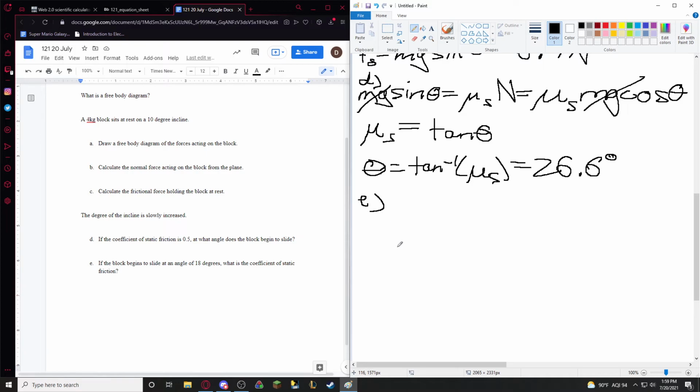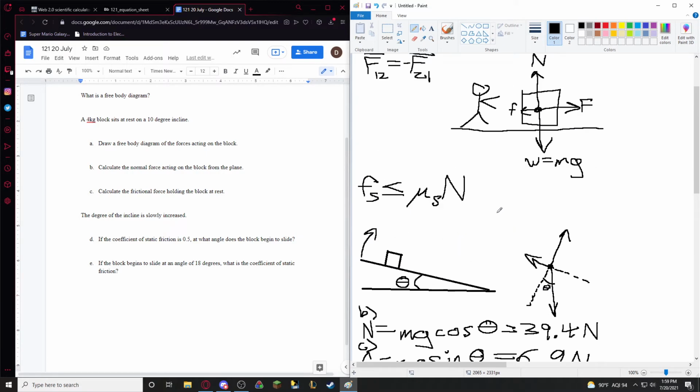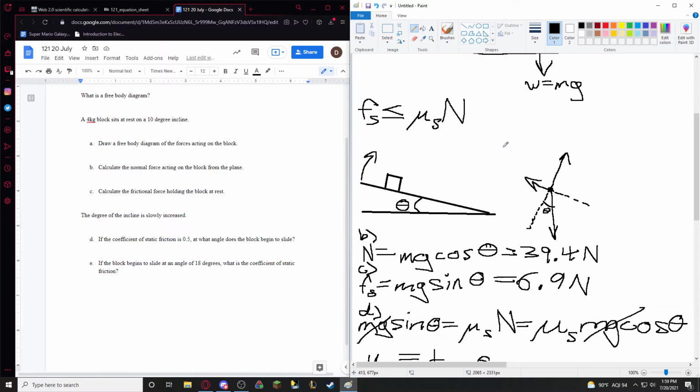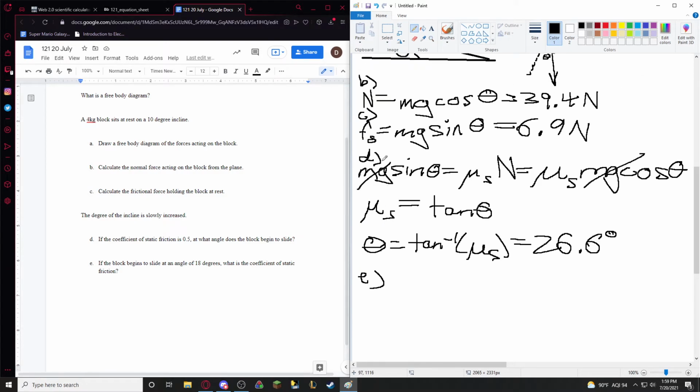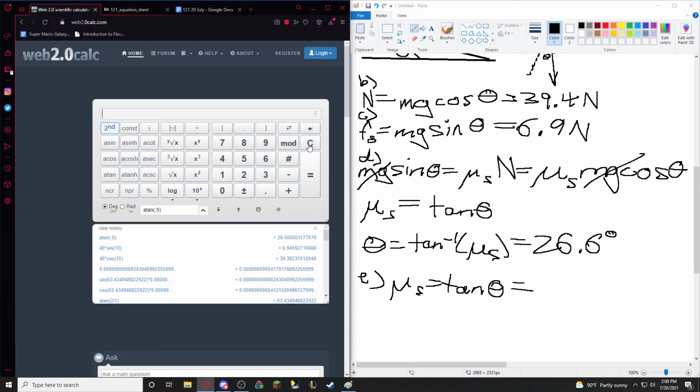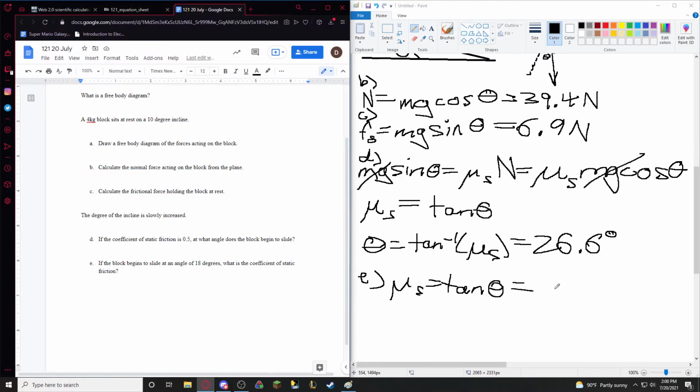Yep, exactly. We have our A, B, C, D, and then E. It's literally the exact same thing where we set them equal. We have mg sine theta is equal to mu mg cosine theta. The mg's cancel out. We just get mu s is equal to tangent theta, which is equal to, well, what did you say it was? 0.32. Yep, about 0.32.